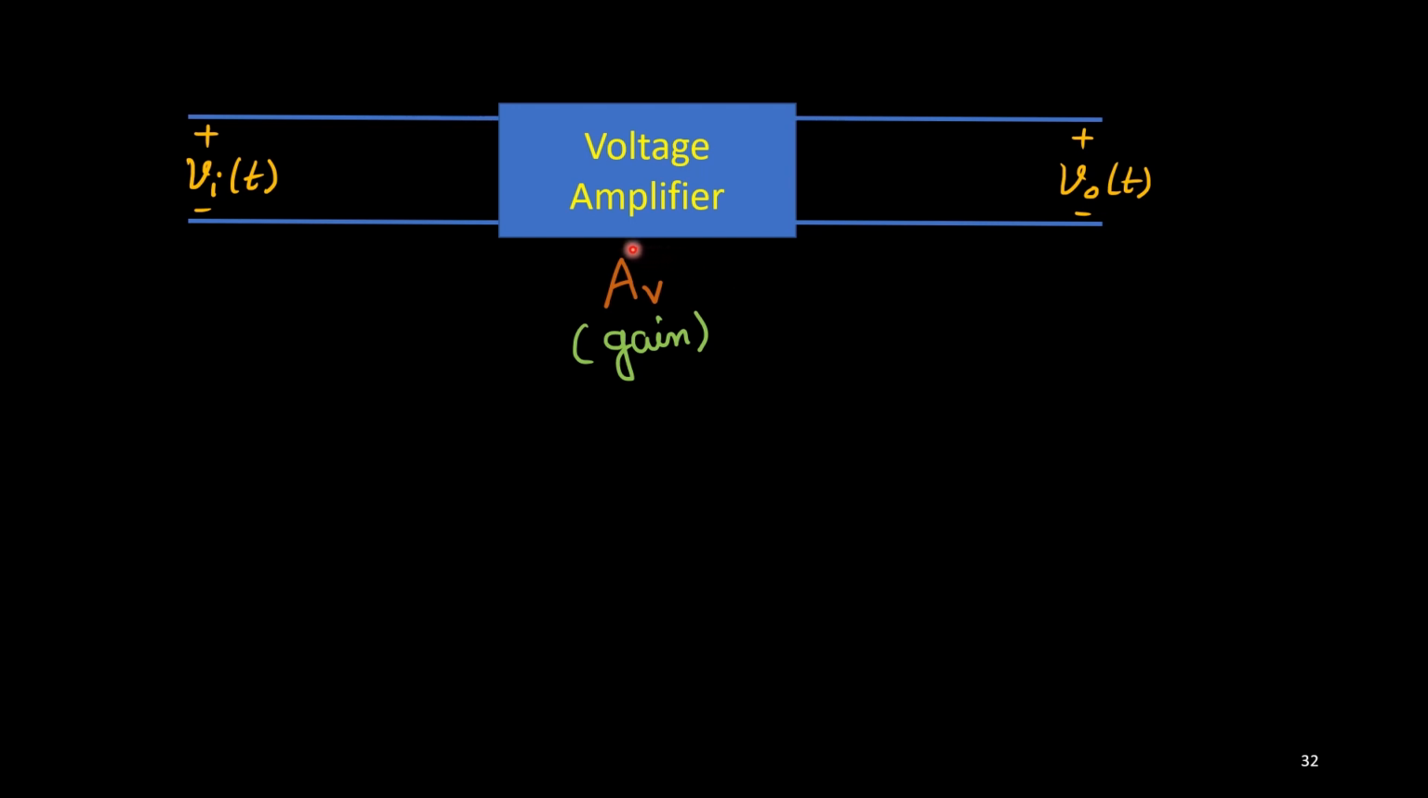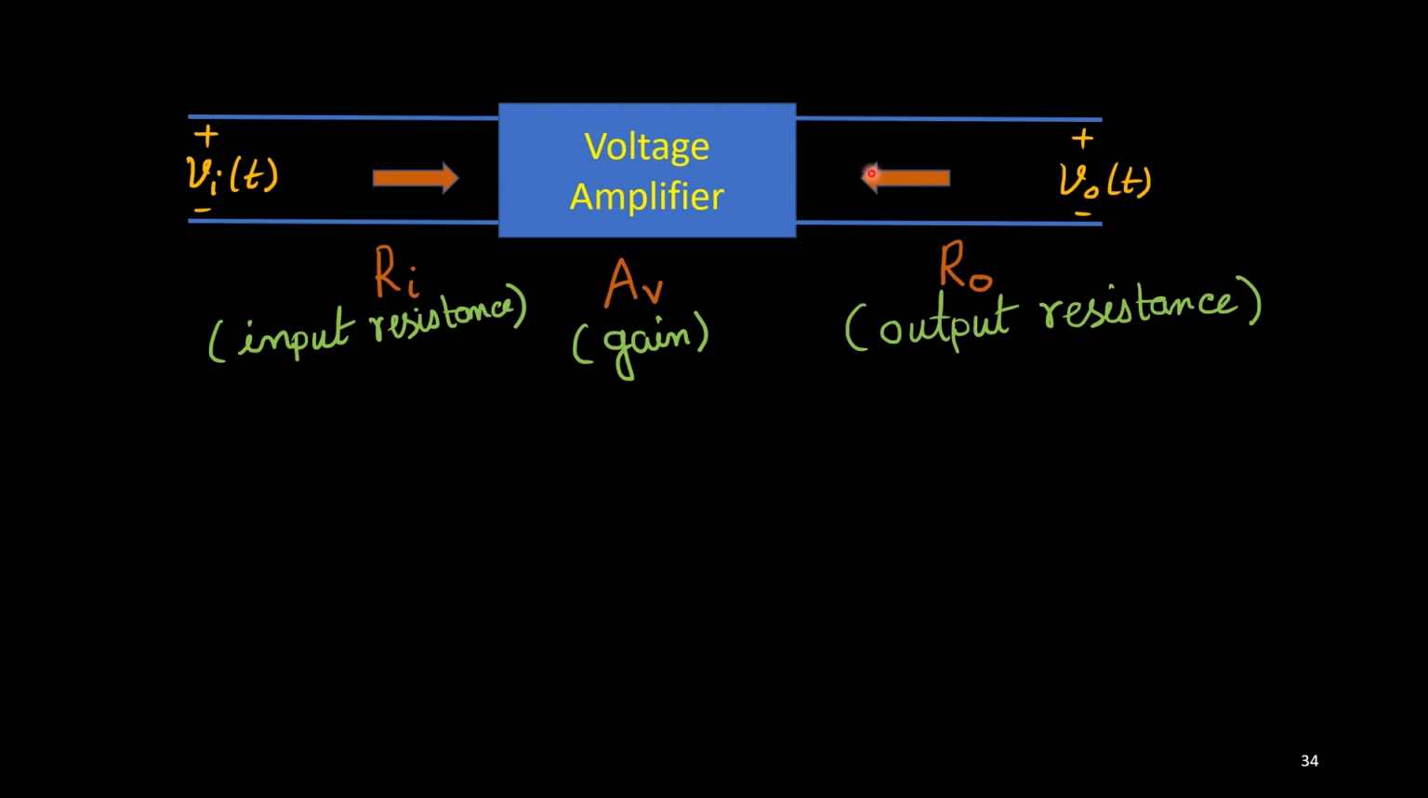Now this is not a sufficient parameter to characterize this voltage amplifier. Along with this voltage gain, we also need to consider the input resistance. If you look from the input side, this amplifier will offer a certain resistance. That resistance is called input resistance. Similarly, if you look from the output side, again you will find some resistance. That is your output resistance. So input resistance Ri, output resistance R naught, and the voltage gain AV. These three parameters should be there with voltage amplifiers at least.